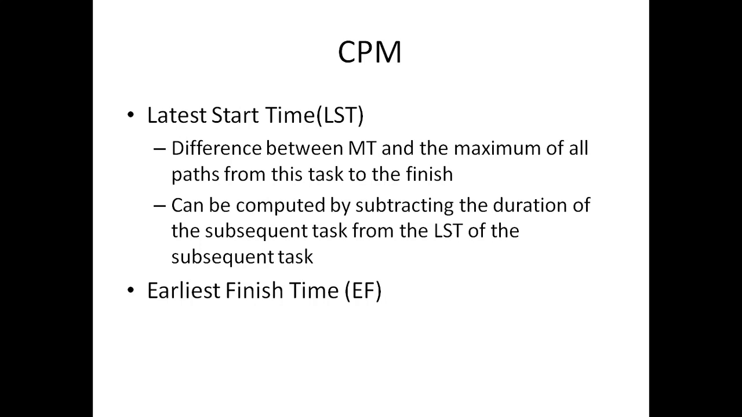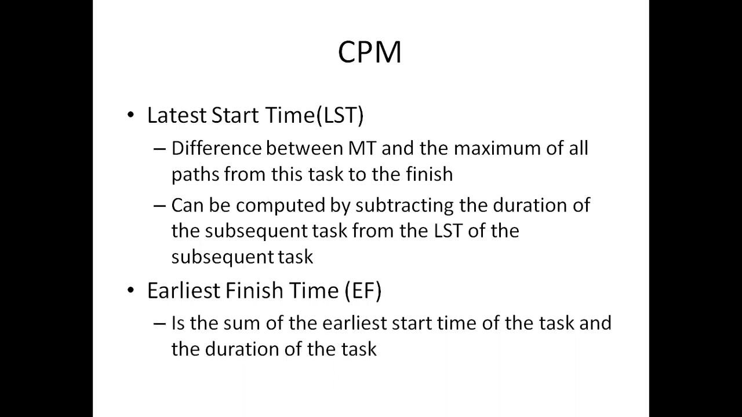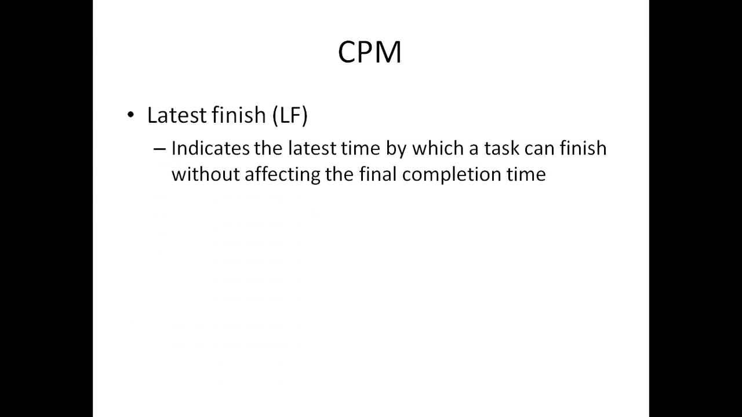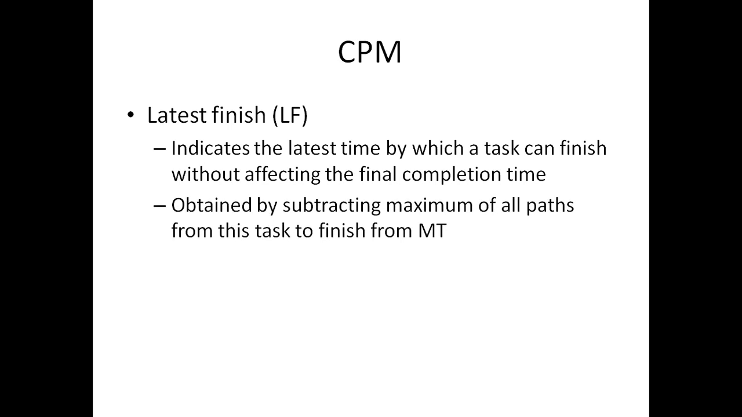Then earliest finish time is there. It is similar to the earliest start time. It is the sum of the earliest start time of the task and the duration of the task. Then latest finish time indicates the latest time by which a task can finish without affecting the final completion time. It is obtained by subtracting the maximum of all paths from this task to finish from the minimum time.